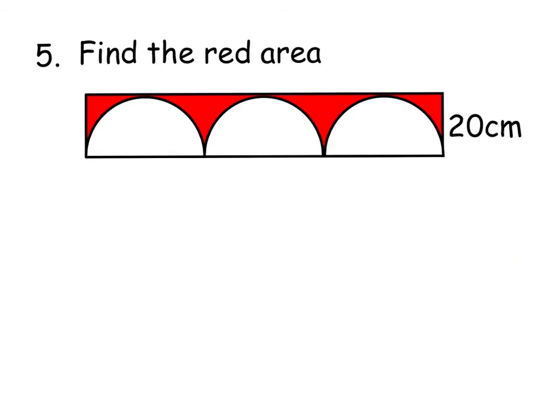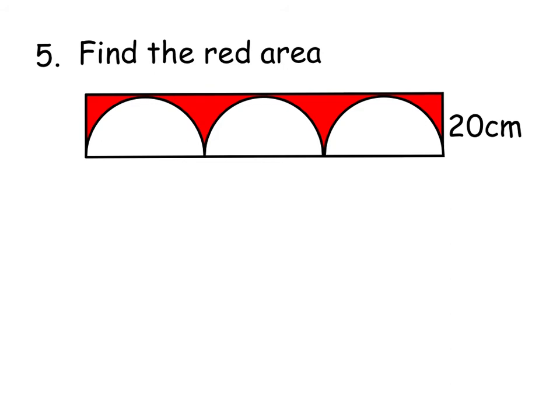My next one is one of these ones where we've got to find the missing area. So I want the red area this time. What we've really got here is a red rectangle and it's got 3 semicircles cut out. So I'm going to start by finding the rectangle. Now this is a tricky bit actually.